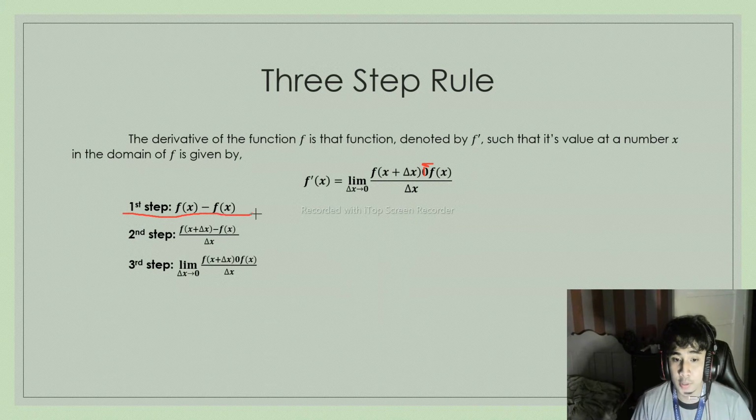So, our first step is we substitute all the value of f of x by this equation, then minus natin yung f of x. Second step, yung f of x plus delta x na yan, minus f of x, isasama na natin yung nasa baba. Tapos yung third step naman, hanapin natin yung limit as delta x approaches 0. So, let's have an example.